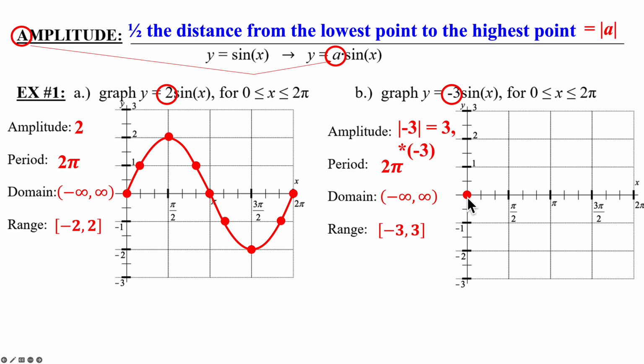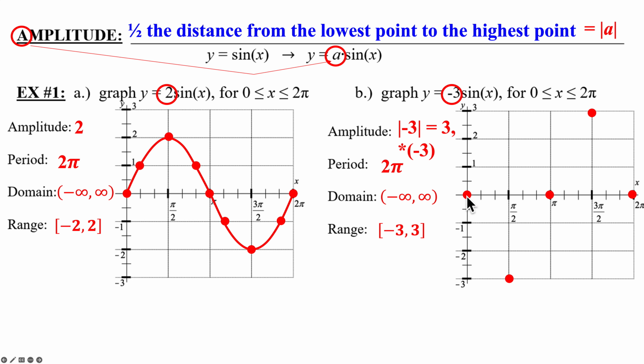So starting at my origin, pi over 2, I usually go to 1, but now multiplying by negative 3 is going to move me down to negative 3. At pi, we're back to 0. 3 pi over 2, we usually go down to negative 1, but multiplying that by negative 3 now makes it a positive 3. And then at 2 pi, we're back to 0.